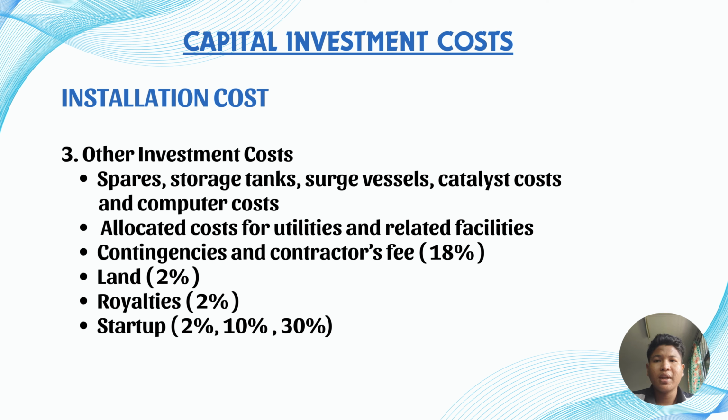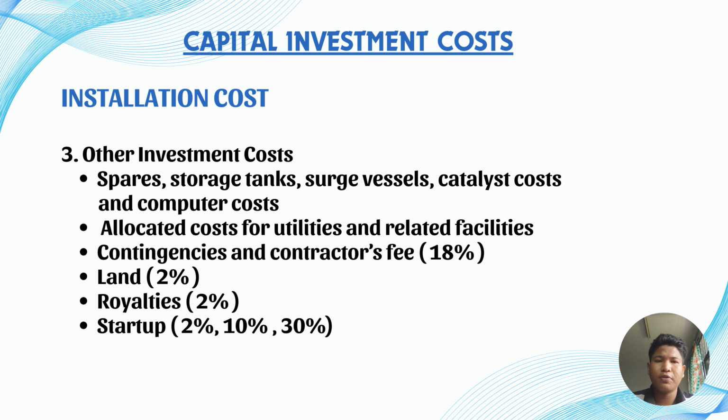Next, there are allocated costs for the utilities and supporting facilities like boilers, cooling towers, water treatment systems, and waste management. These do not directly contribute to the production, but they are absolutely necessary for the plant to operate smoothly and safely.